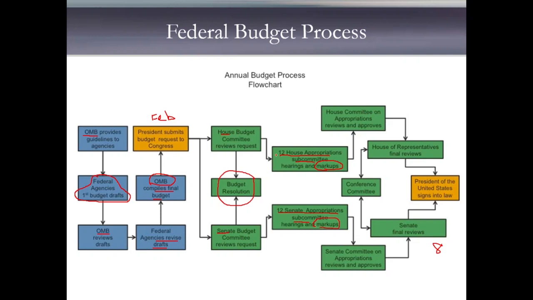Okay, and what do these 12 House appropriation subcommittees have to do with? Well, they have to do with the discretionary spending components of the federal budget. So, as I mentioned previously, federal government spending is split into two parts: discretionary spending and mandatory spending. Most of the discretionary spending is what we're working on here in these 12 different House appropriation subcommittees.